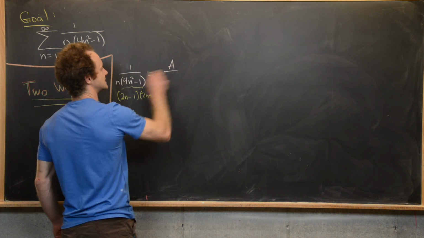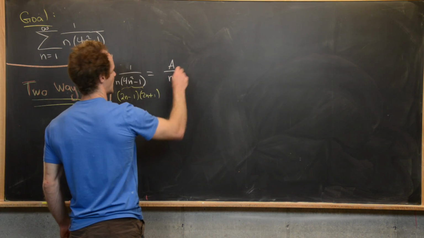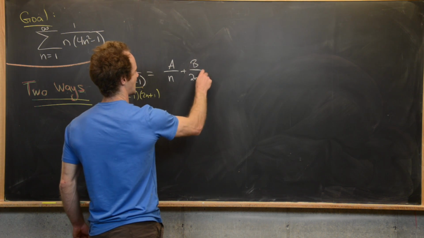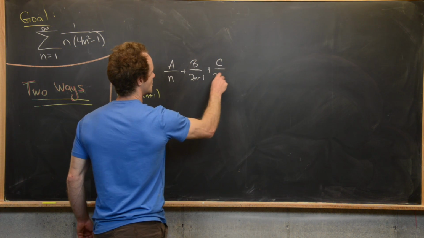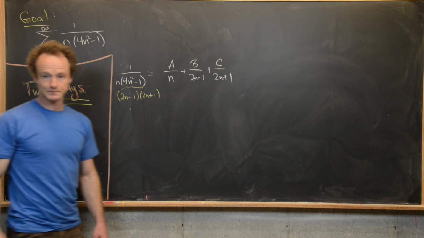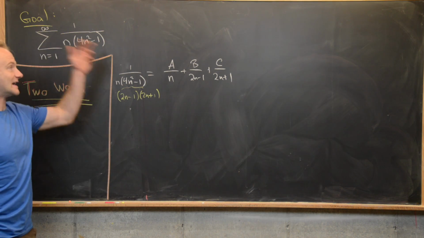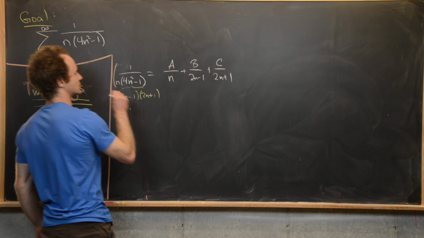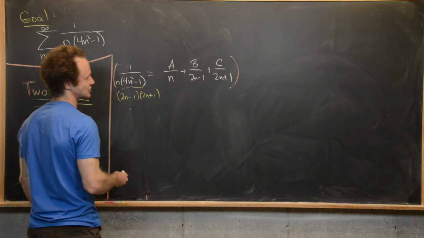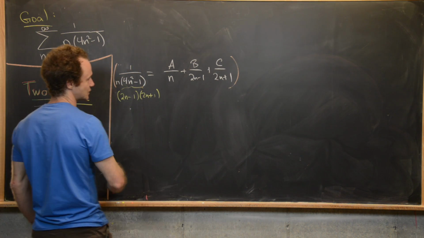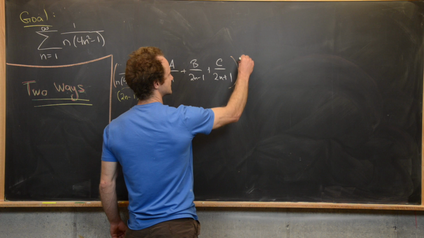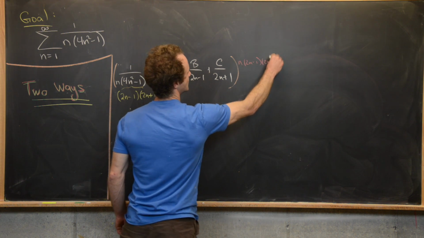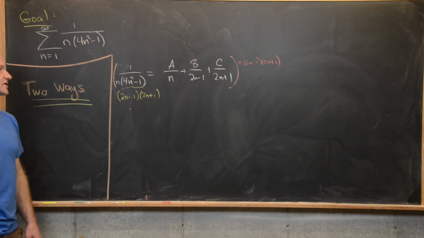So that tells us that we should be able to write this out as a over n plus b over 2n minus 1 plus c over 2n plus 1, where we need to find out what a, b, and c are. All right, so taking the standard strategy of partial fraction decomposition, we'll take this whole equation and multiply by n times 2n minus 1 times 2n plus 1, in order to make it a little easier to deal with.